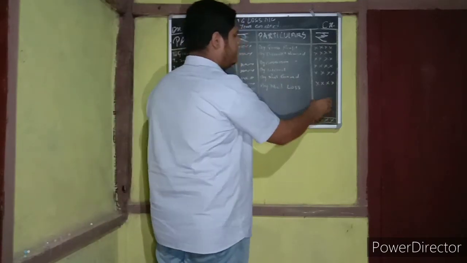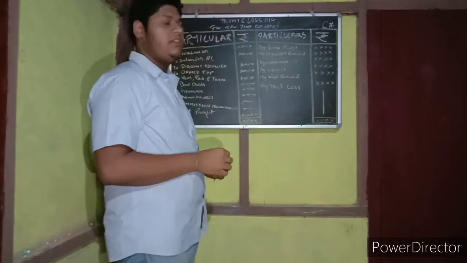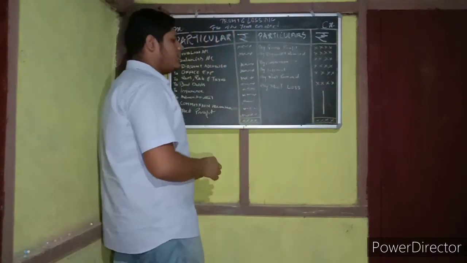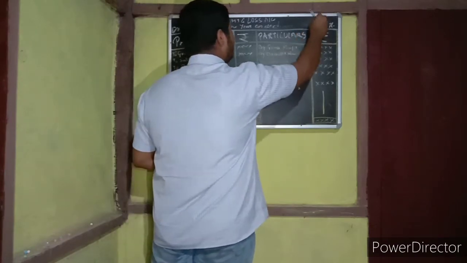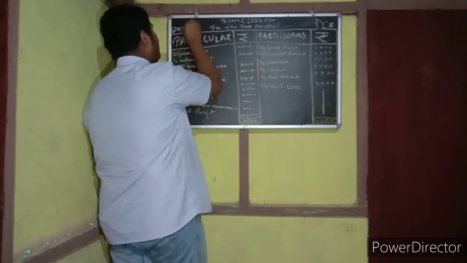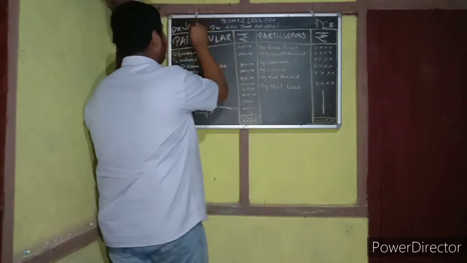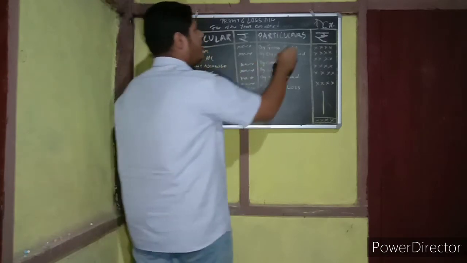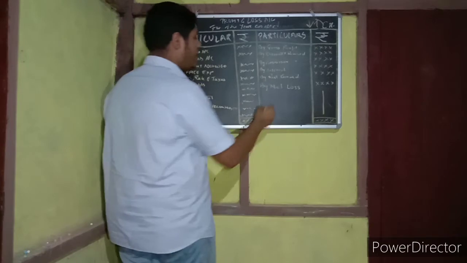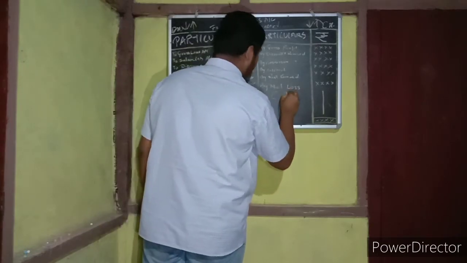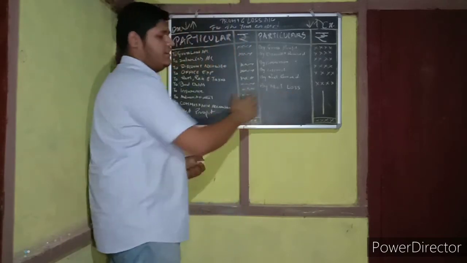Now, same as the trading account, you have to do the calculation. If the credit side is more and the debit side is less, then it will be our net profit. And if the debit side is more, that is the expense area is more and the income area is less, then it will be our net loss, which we will post to the capital account. So what is the capital account? We will discuss it in the balance sheet.